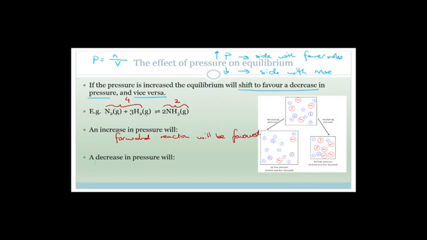Similarly, if there's a decrease in pressure, it's going to favor the side with more moles. It's going to stretch out, it's going to relax, so you end up on the side with more moles. In this case, it would favor the reverse reaction. You can see that if you decrease the pressure, you've gone from 4 molecules of ammonia down to 2. The reason again is that the gases here will have lots more space to spread out, and that's why it's going in that direction.